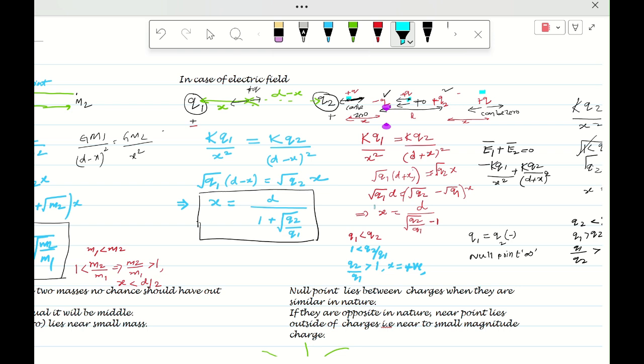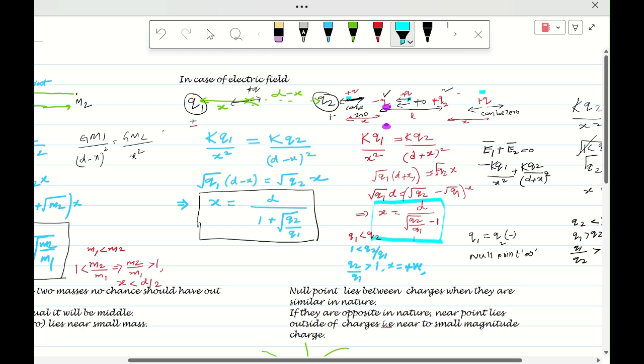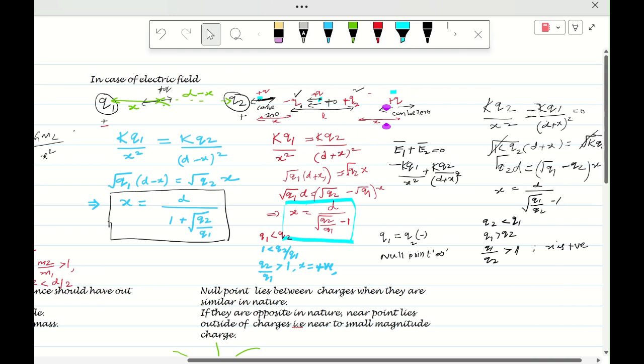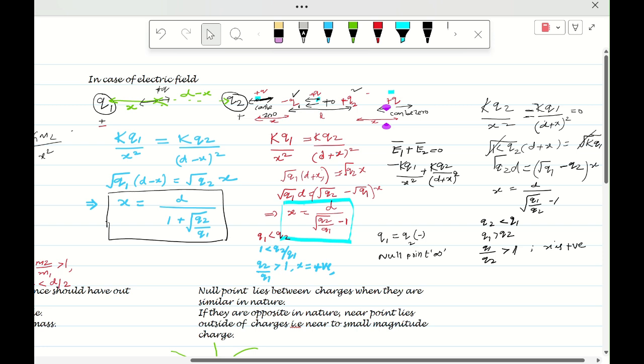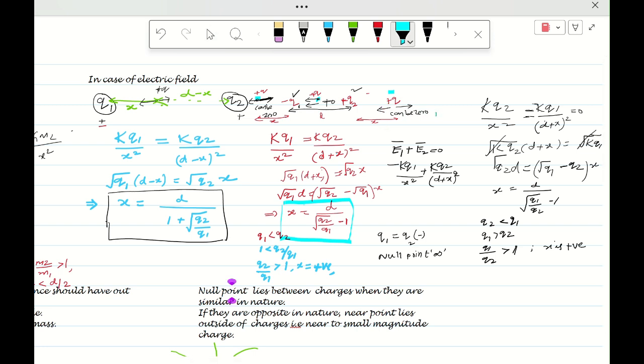Then finally x is equal to d by root over q2 by q1 minus 1. It is very important. This side also you get the same, meaning at any point, either right side or left side, the formula is the same. x is equal to d by root over q2 by q1 minus 1, or q1 by q2 minus 1.